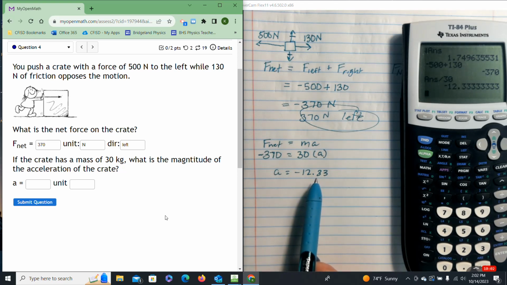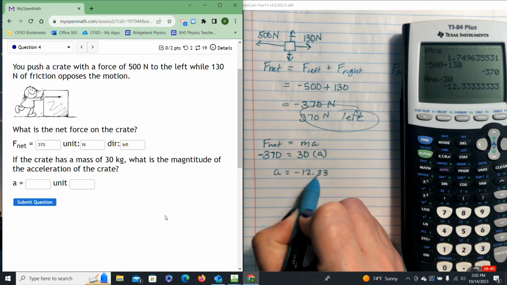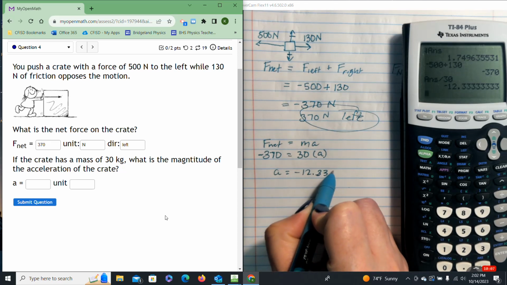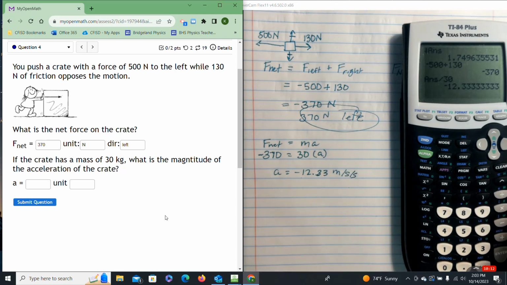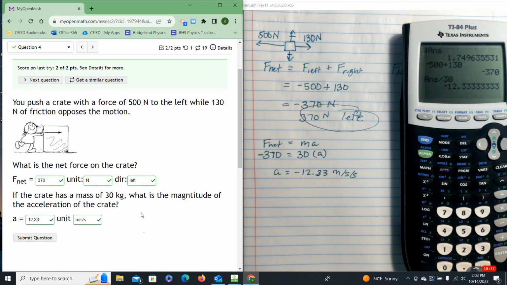It means it's going in the negative direction, which again we defined as to the left. But my acceleration would be negative 12.33 meters per second per second. However, this question says, what is the magnitude of the acceleration? So although I do have a direction here, I don't actually need to specify it when I type my answer. Rather, they want me to give the absolute value of it, just the magnitude, the number value. So I'm not going to type the negative sign because it tells me not to. So let's go ahead and submit. All right.